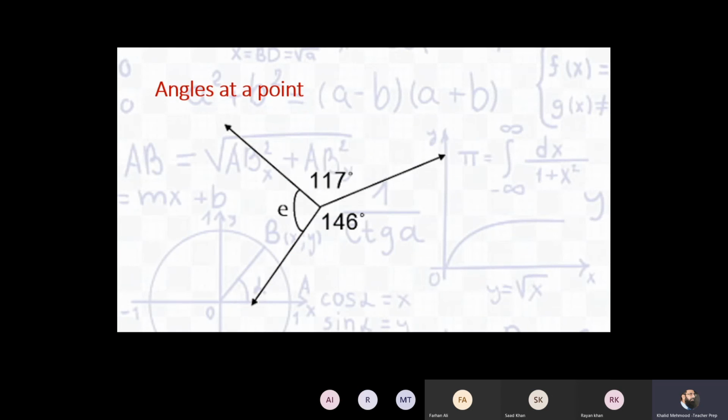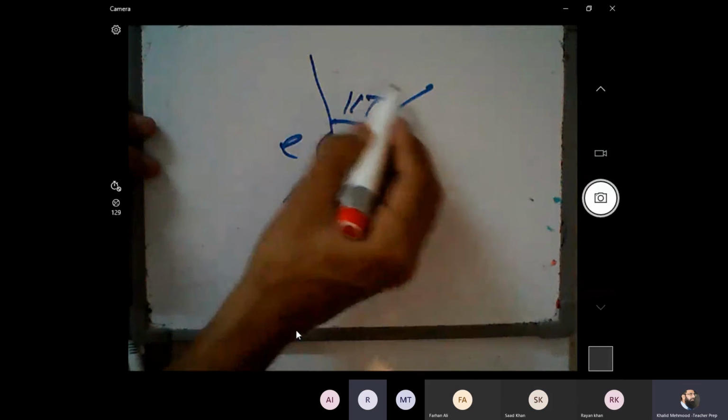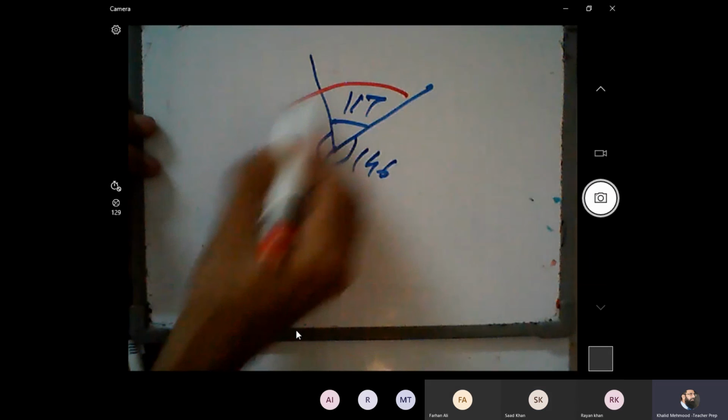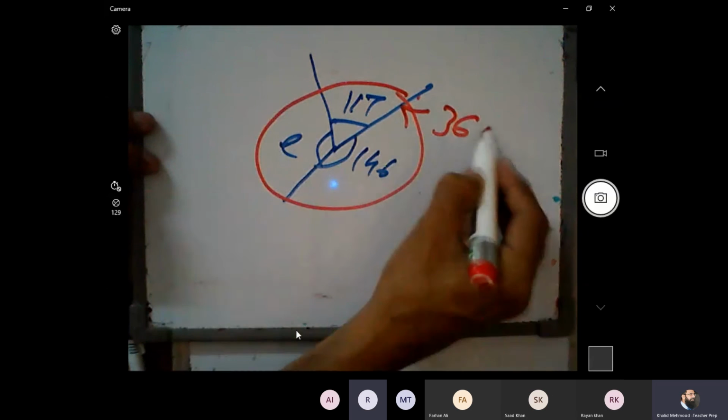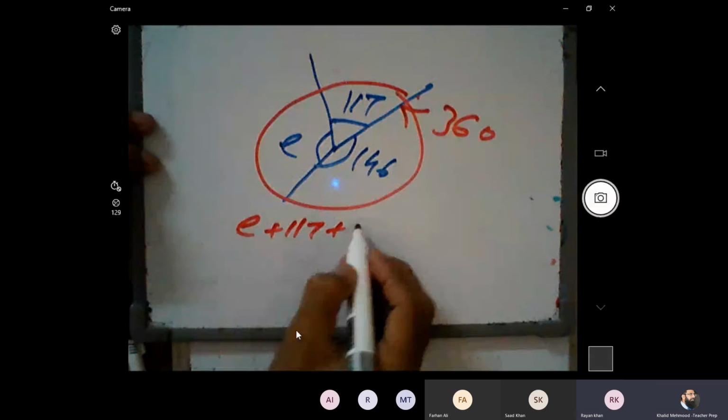117 is there, and 146, and 117 and E is there. So let's check how we'll be solving this one. It will be solved like this one, because this makes a complete 360 degree angle all around. So 131 plus E plus 97 is equal to 360.